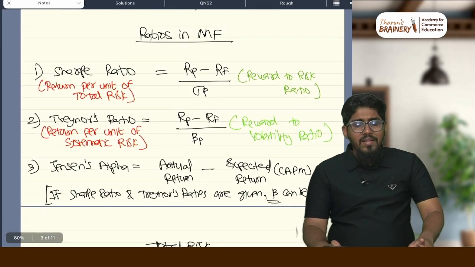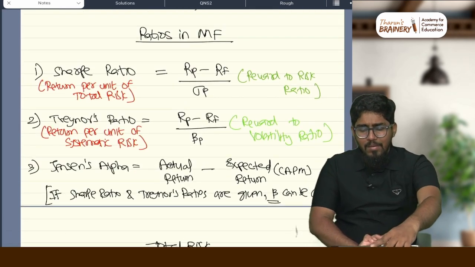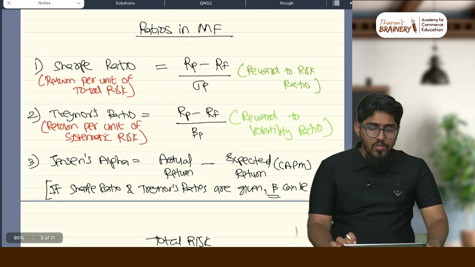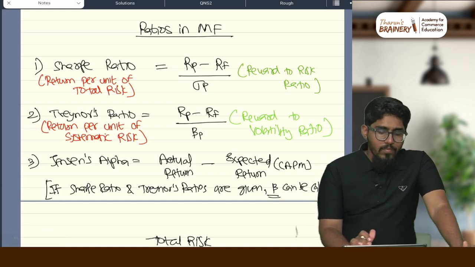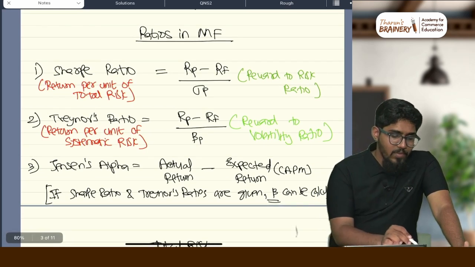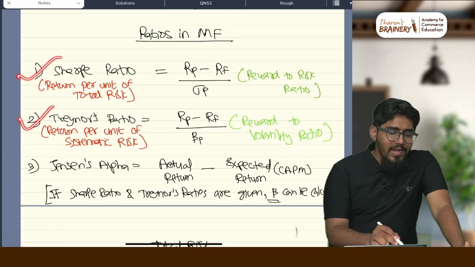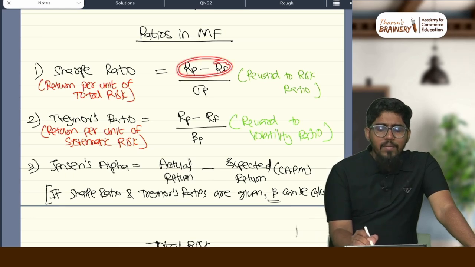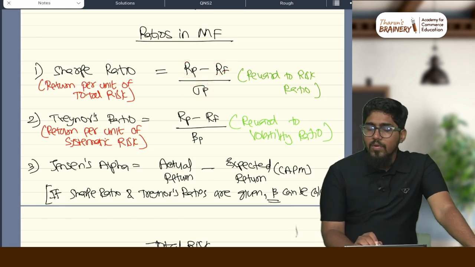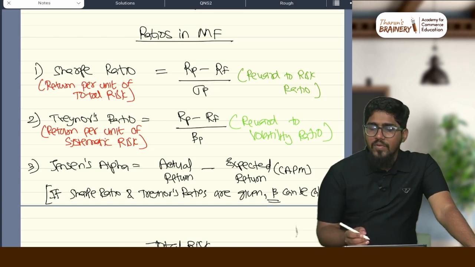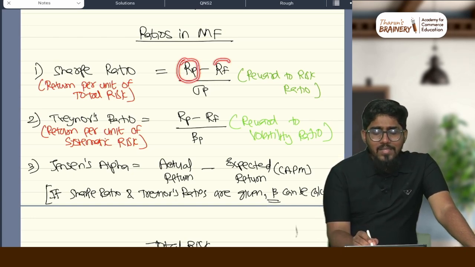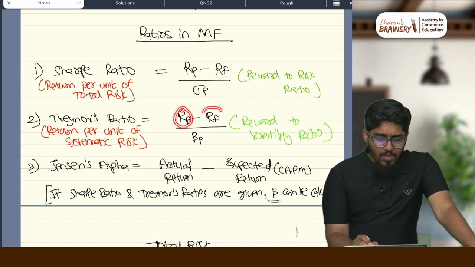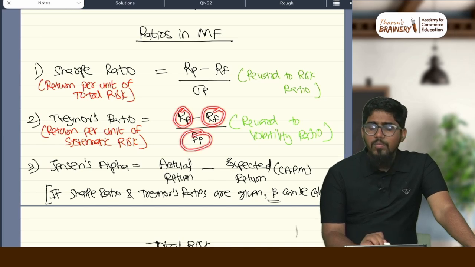We also have certain ratios in mutual funds, because in mutual funds we also have to do performance evaluation, correct? So for performance evaluation we have certain ratios. Three ratios you should understand: Sharpe ratio, Treynor's ratio, and Jensen's alpha. Sharpe ratio means RP minus RF divided by the risk of the portfolio, that is, the return of the mutual fund minus the risk free rate divided by the risk of the mutual fund. Treynor's ratio divides by the beta of the mutual fund.